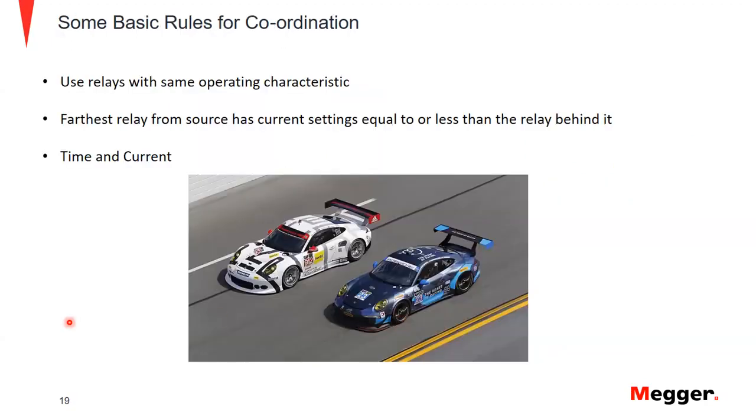So also some basic rules for coordination. It'd be nice to use the relays with the same operating characteristic if possible. It is important because the job of coordinating all these devices, and let's say that radial feeder I was talking about, is a challenge in itself. So you don't need any extra help, right? If each relay has a different characteristic, the task of coordinating the operating times can be a nightmare as well.